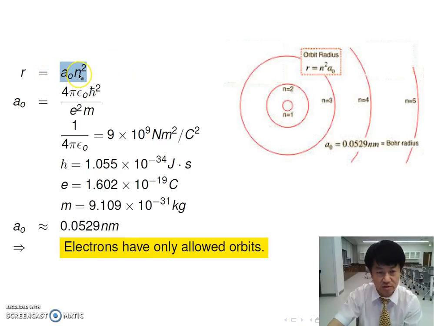What this means is r is a naught times n squared. n is a natural number, which means it cannot be any decimal value. That means an electron can have only certain allowed orbits, which means between two orbital paths there is no electron, which means just empty space.